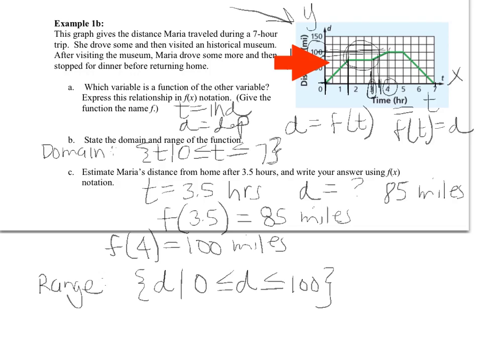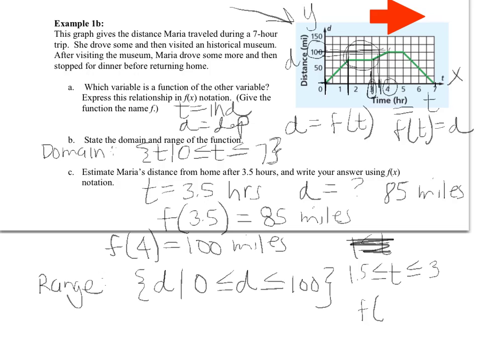If we were to write that using f of x notation, we could say for t greater than or equal to 1.5. I meant to put 1.5, not 1. For some reason it won't let me erase, so I'll write it down here. t has to be greater than or equal to 1.5 and less than or equal to 3, because that's how long she was at the museum. So you could say f of t at that point is 75 miles when she was at the museum.